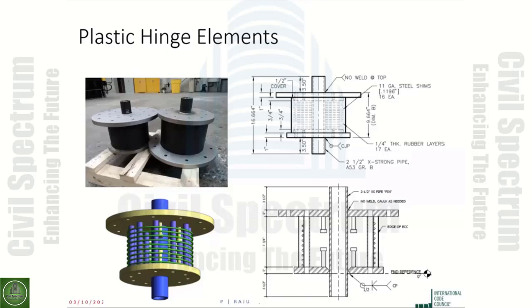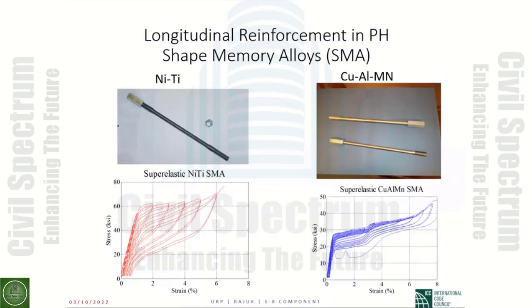Now, you notice that in both of these cases, there are holes that are left at the top and bottom. This is where we pass shape memory alloys, super elastic shape memory alloys. The idea is that you control the damage with either rubber or ECC, and you control permanent displacement or reduce it using super elastic shape memory alloy. But you do that only in plastic hinges.